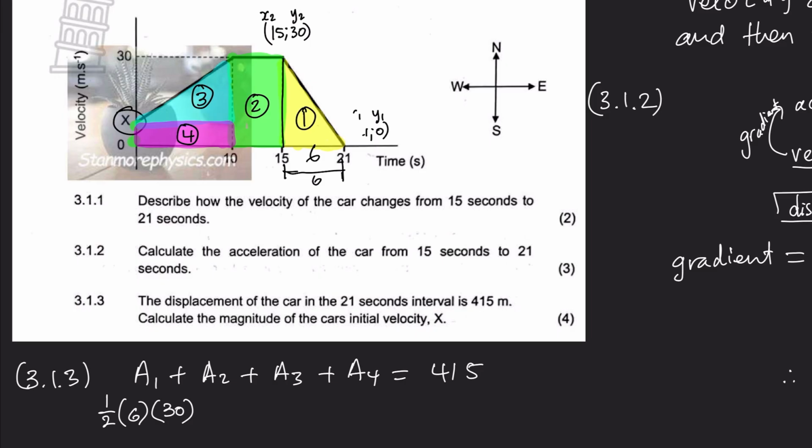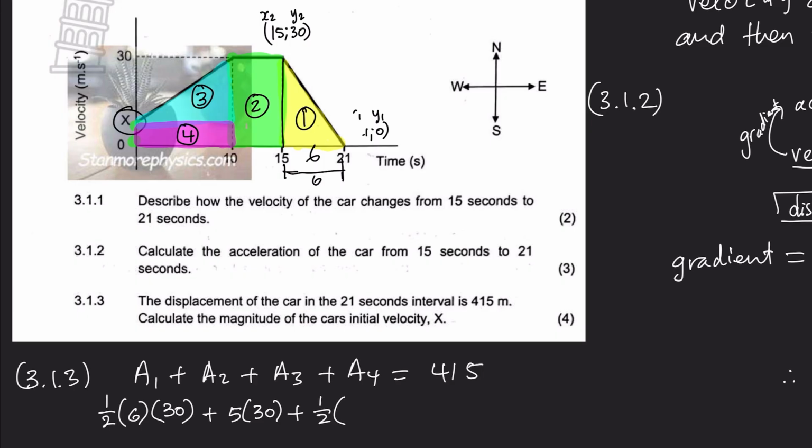The height is 30. Plus area 2, which is a rectangle. The base is going to be from 10 to 15, so that's going to be 5. And the height is going to be 30. Plus area 3, that's a triangle, so let's work that out.